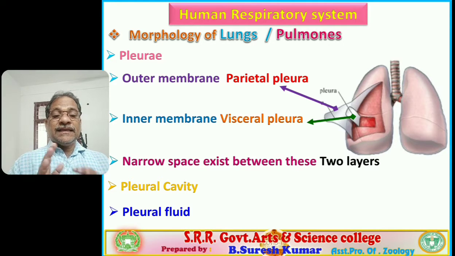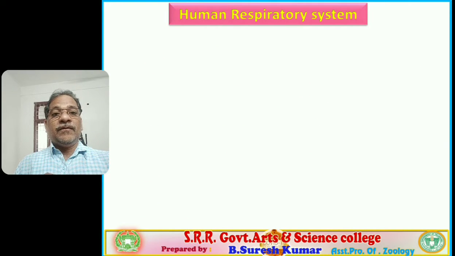So the lungs are enveloped by a bilayered membrane. The membrane is called pleura. The outer layer is called the parietal pleura, arising from mesoderm, and the inner layer is called the visceral pleura, arising from endoderm. The narrow space present between these two layers is called the pleural cavity, and it is filled with a fluid, that is pleural fluid. What is the use of that pleural fluid? It reduces the friction on the surface of the lungs and acts as a lubricant. Followed. So that is the function of the pleural fluid.